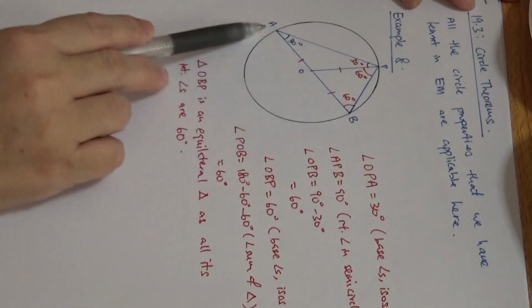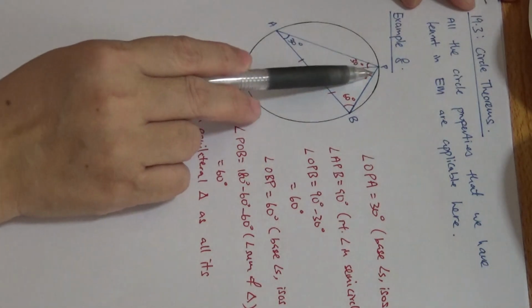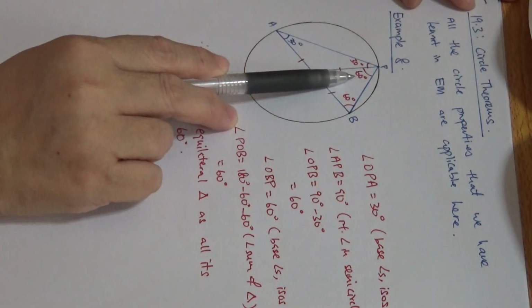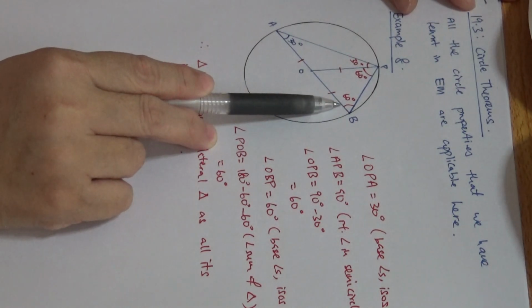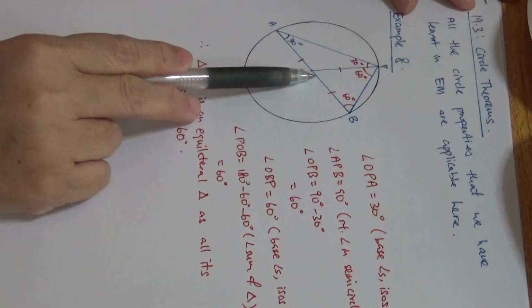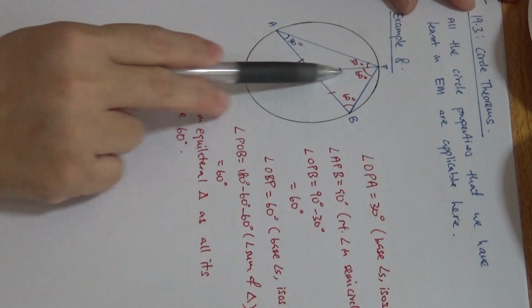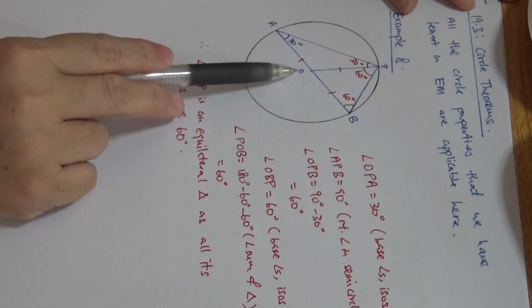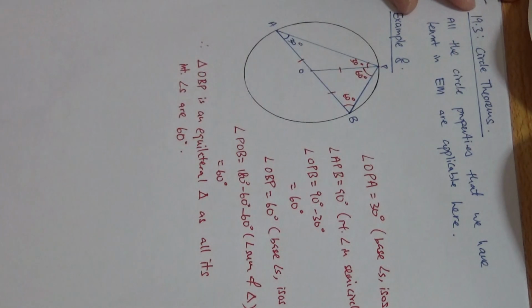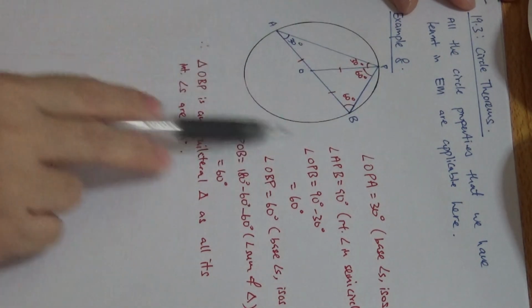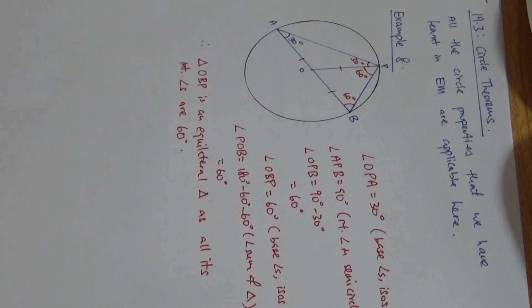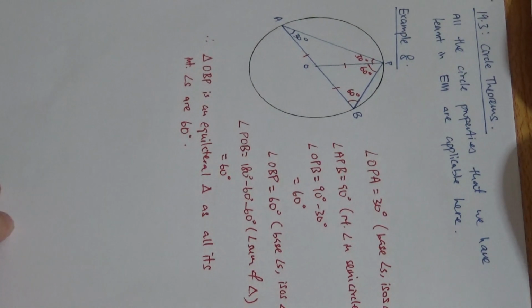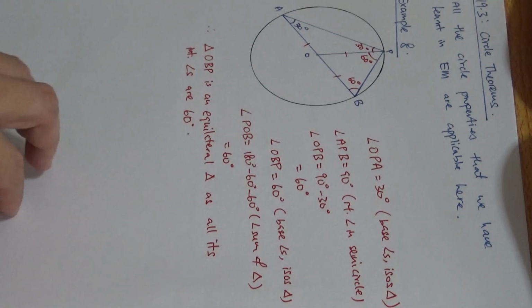Now this is a diameter, therefore this is 90 degrees. So this is 60. Because this is radius, this is also 60. So if this is 60, this is 60, this will follow to be 60 because it's angle sum of triangle, and therefore OBP is an equilateral triangle. Now of course we cannot just say in this way. Okay, we have to write out the proof formally. Alright, so this is how we write out the proof formally.